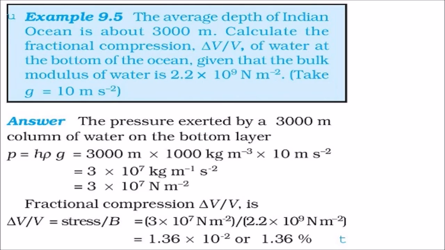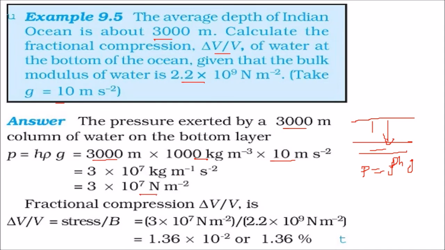The average depth of the Indian Ocean is about 3000 meter. We have to calculate the fractional compression delta V by V of water at the bottom of the ocean, given that the bulk modulus of water is this much, and we have to take g as 10. Now, the pressure exerted by this 3000 meter column of water on the bottom layer. Water is all around, so this is given by the pressure, which we know is rho h g. So we'll use all these things: this is the height, this is rho, and this is the gravity.